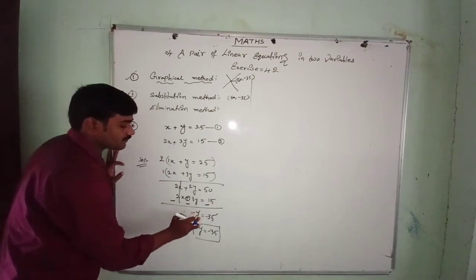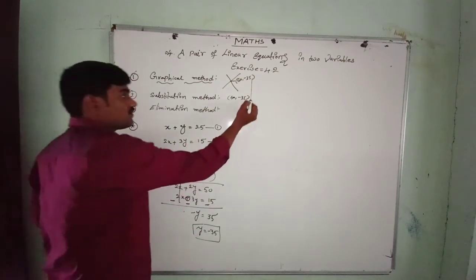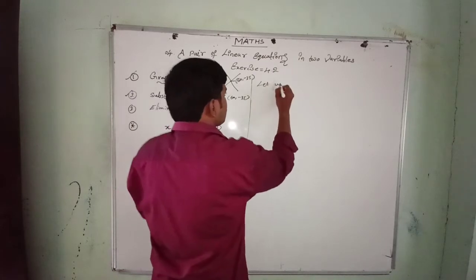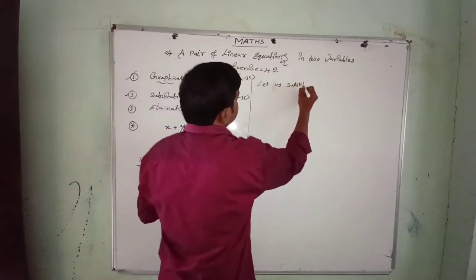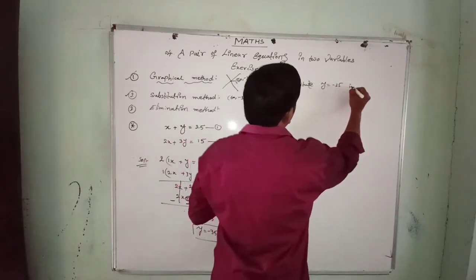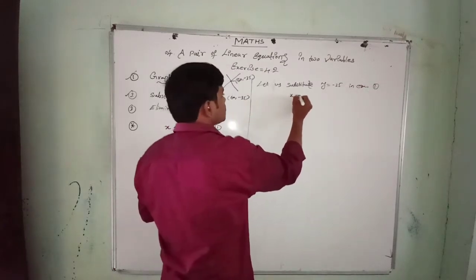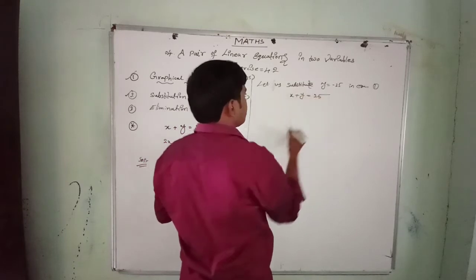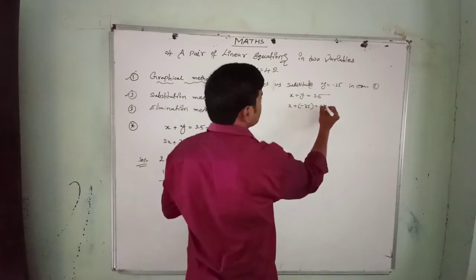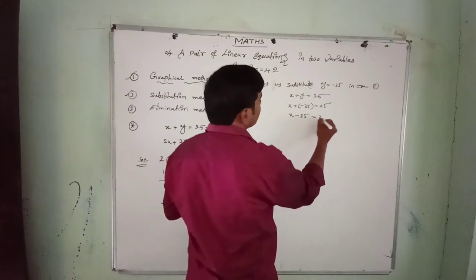Okay, then this y equal to minus 35 you substitute in equation number 1 or equation number 2. Okay, let us substitute y equal to minus 35 in equation number 1. What is equation number 1 here? X plus y equal to 25. So x plus y value is what? Minus 35 equal to 25. Plus into minus is minus. So x minus 35 equal to 25.